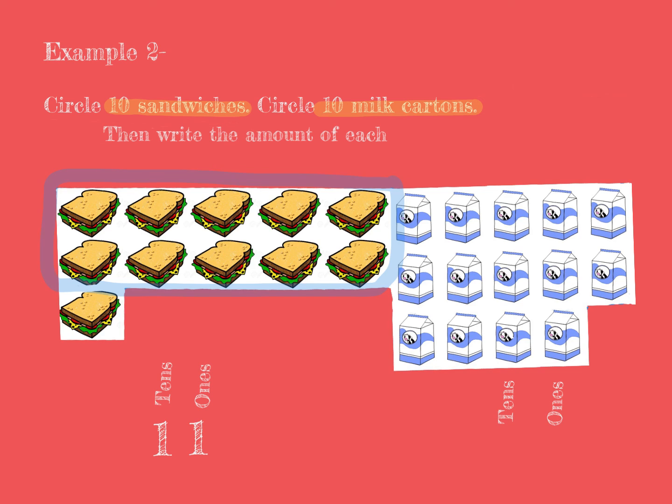Next, we will do the same with the milk cartons. 1, 2, 3, 4, 5, 6, 7, 8, 9, 10. So we group these 10 together. And we put a 1 in the tens place. Now we count how many we have left. 1, 2, 3, 4. So we put a 4 in the ones place. Therefore, we have 14 milk cartons because we have one group of 10 and 4 milk cartons left.